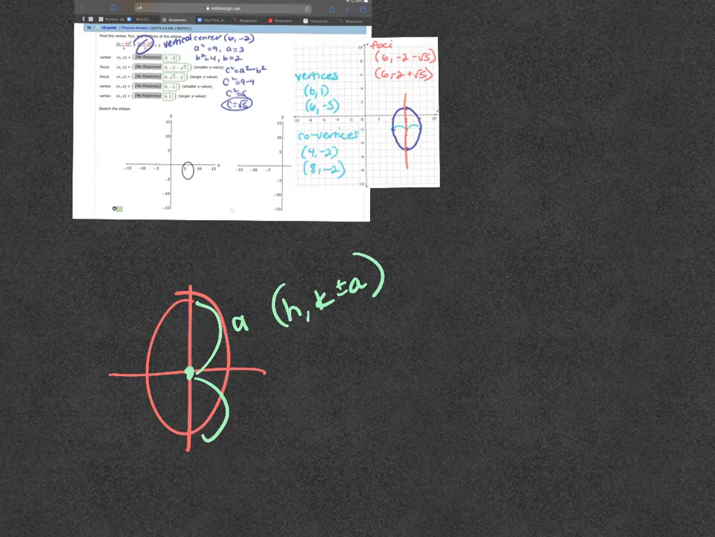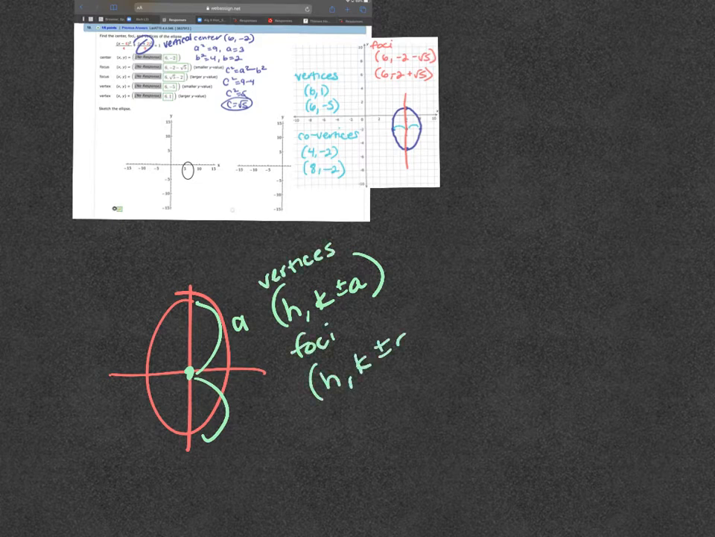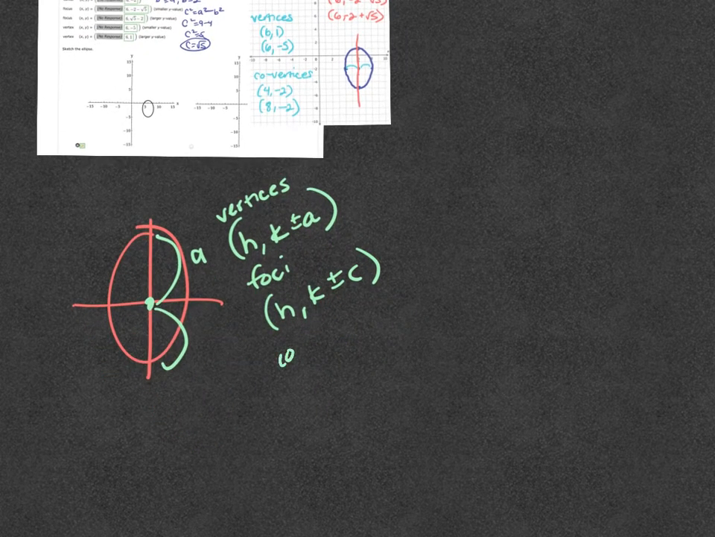And that second part's the C. So this would be the vertices, and the foci is the same axis, so it would be K plus and minus C. Okay. The co-vertices is on the other axis, the minor axis, so the H would change with the B. Does that make sense? Yeah.